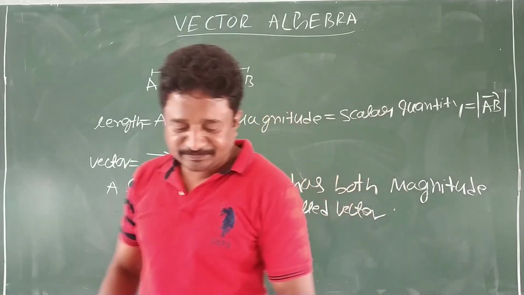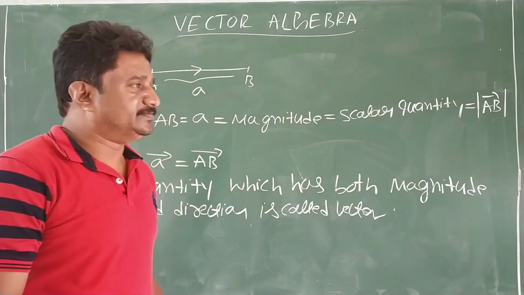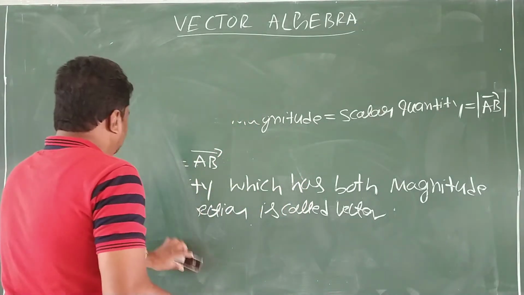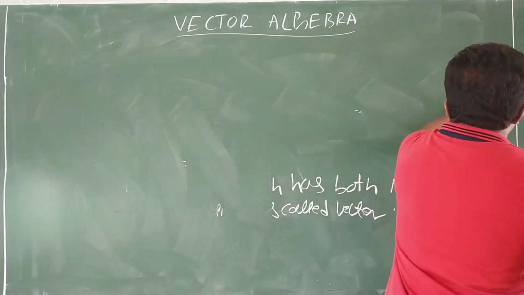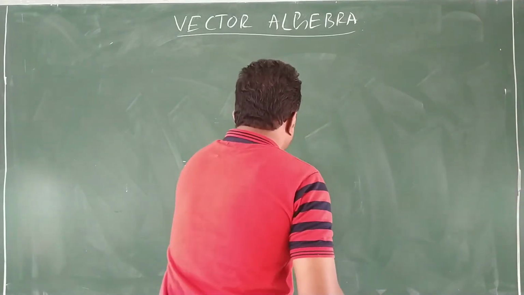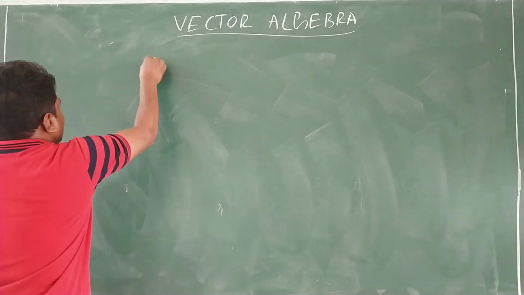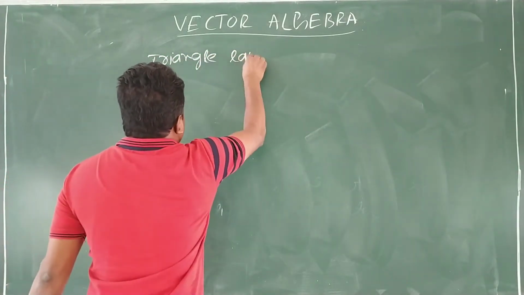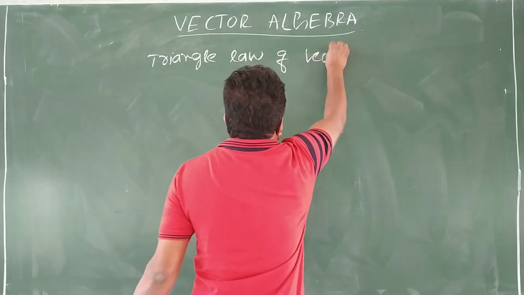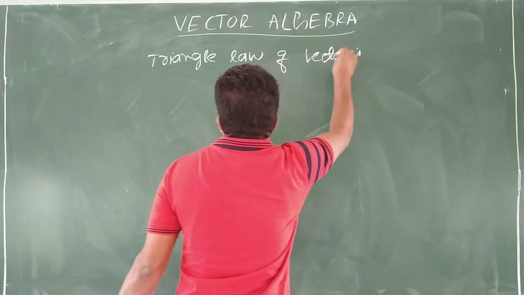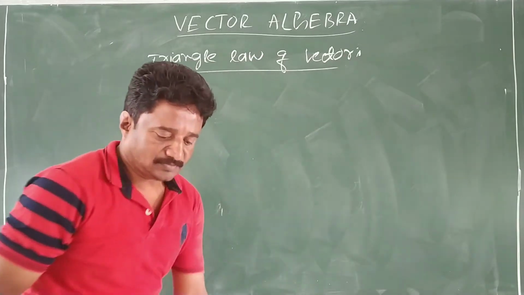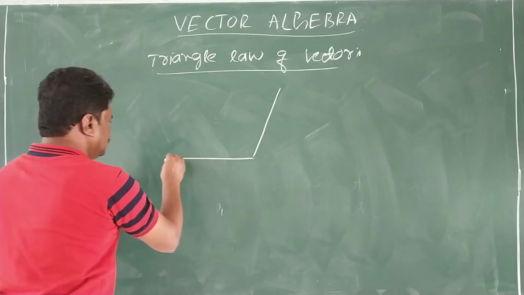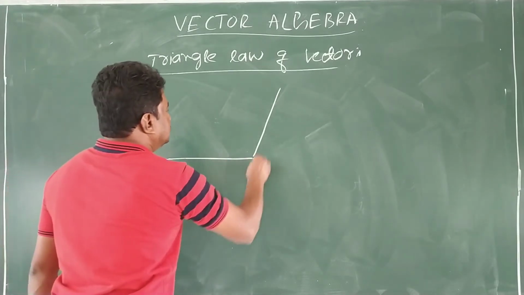Now let's go for types. Triangle law. Now let us discuss the triangle law of vectors. Look at the students: A, B, C.